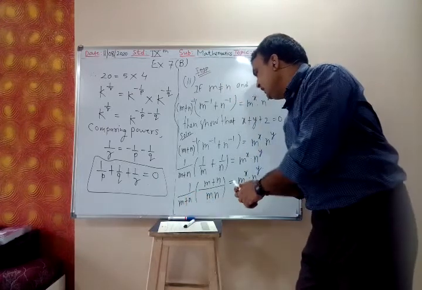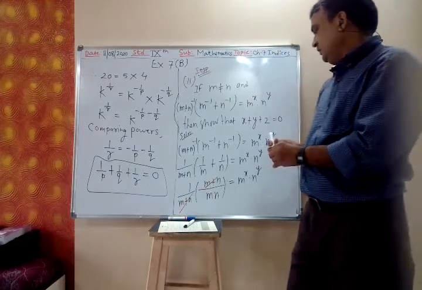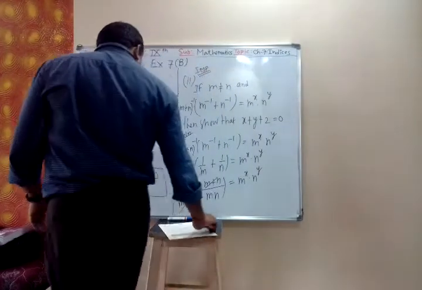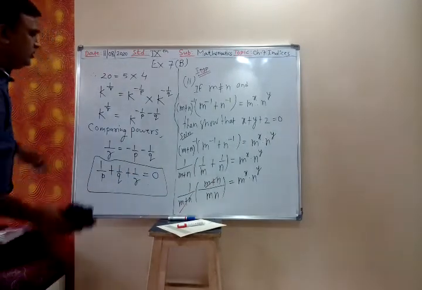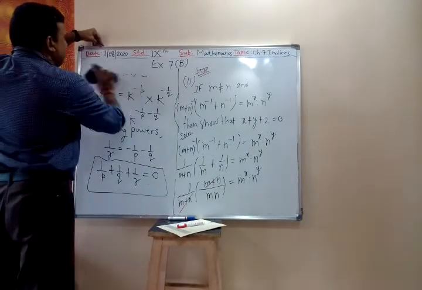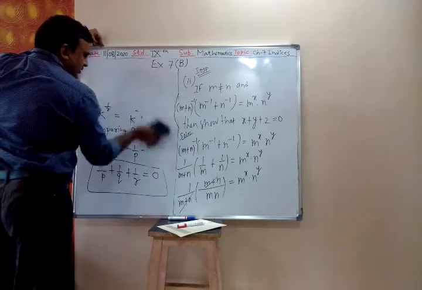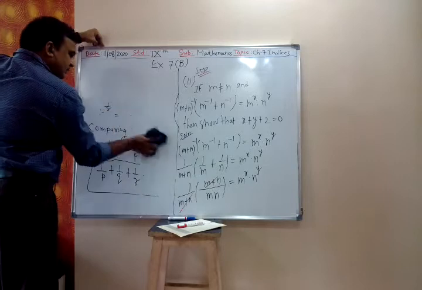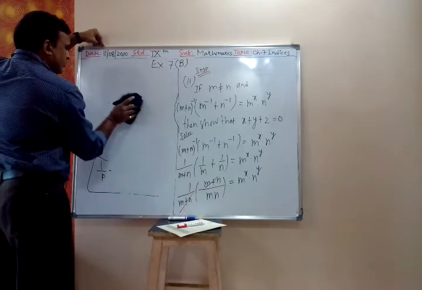Now this m plus n gets cancelled. One is in the numerator, one is in the denominator. Same m plus n in the numerator, same m plus n in the denominator, so they will get cancelled. So what is left? 1 upon mn is left.